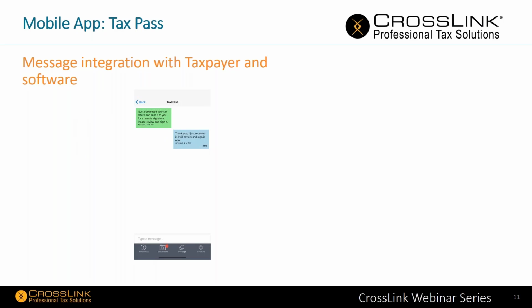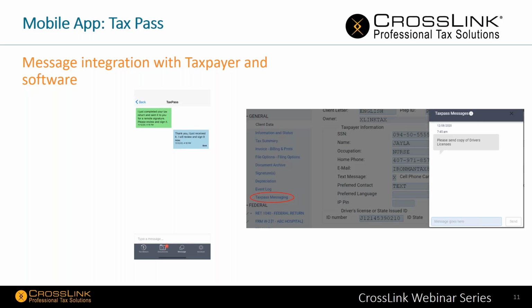So if you notice at the bottom of my screenshot here, there is a message icon, and that messaging is working with you as the preparer and the taxpayer. So right here, you're seeing what it looks like in the mobile app. The taxpayer has read ahead, sent you a message. So this is your messaging view. And this is what it looks like in the software here.